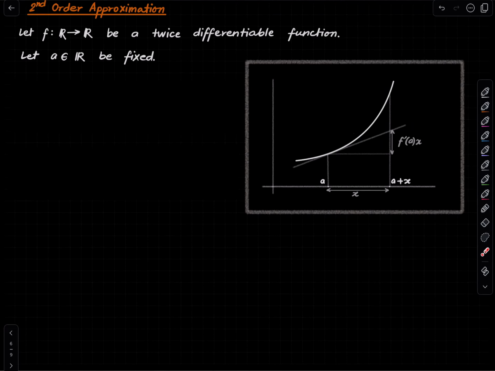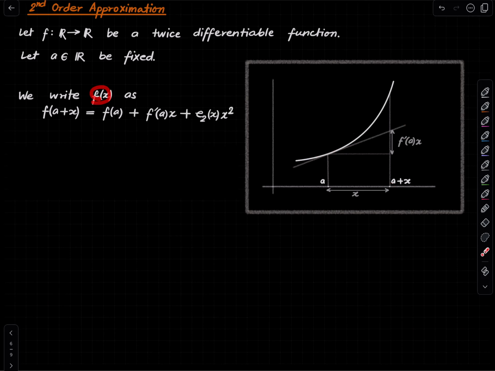So this time again, we have a differentiable function. We have a point a fixed in the domain. And then we want to understand the value at a plus x in terms of the value at a, the derivative at a, and then our error. So let's see. So we write f of a plus x as the value at a, the value of the derivative at a times x. So this is sort of your polynomial, but then you have an error term. So this error term is multiplied with x squared. So this is therefore called the second order error term.